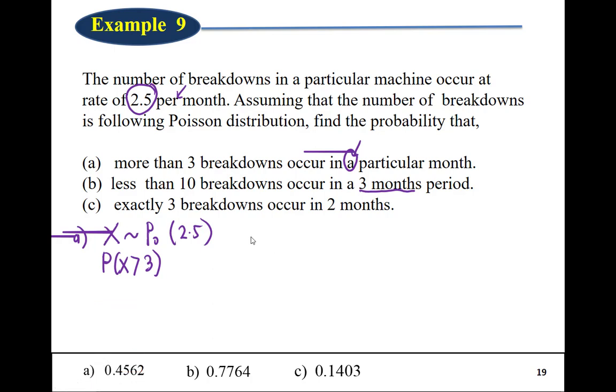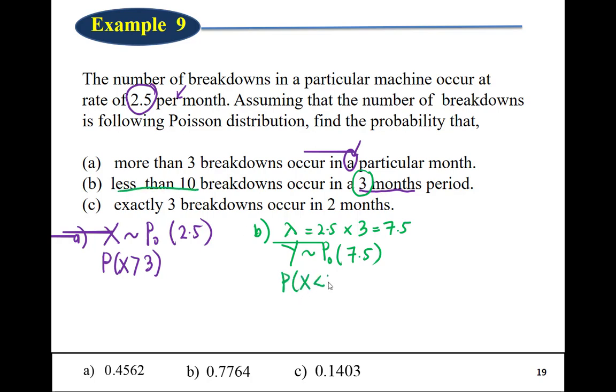Okay, for question B, the period is 3 months. Then we are going to change the lambda. Our new lambda is 2.5 multiplied by 3, which is 7.5. We are going to change the distribution, so we let Y be the new distribution. The lambda is 7.5, and the question is less than 10. Probability of Y less than 10.